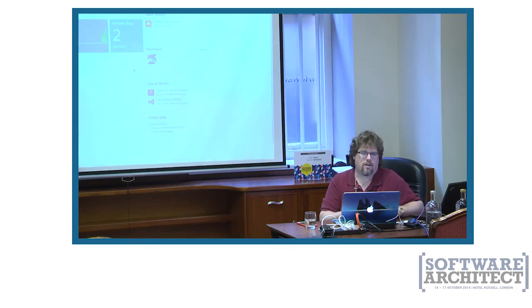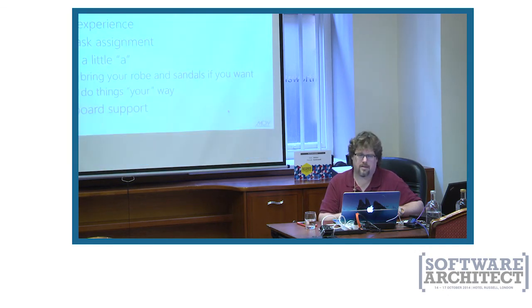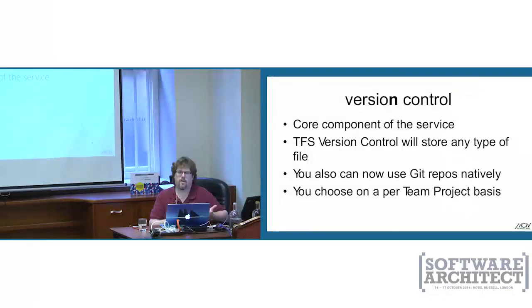And so if we look at the rest of the stuff, version control, core component, TF version control stores any type. You can also use Git repos. You can choose on a per team project basis, so you have that flexibility. And that's the other thing, your process can be on a per team project basis. So you can have teams doing Scrum and a team using the formal template. That's often useful when you're working with things.